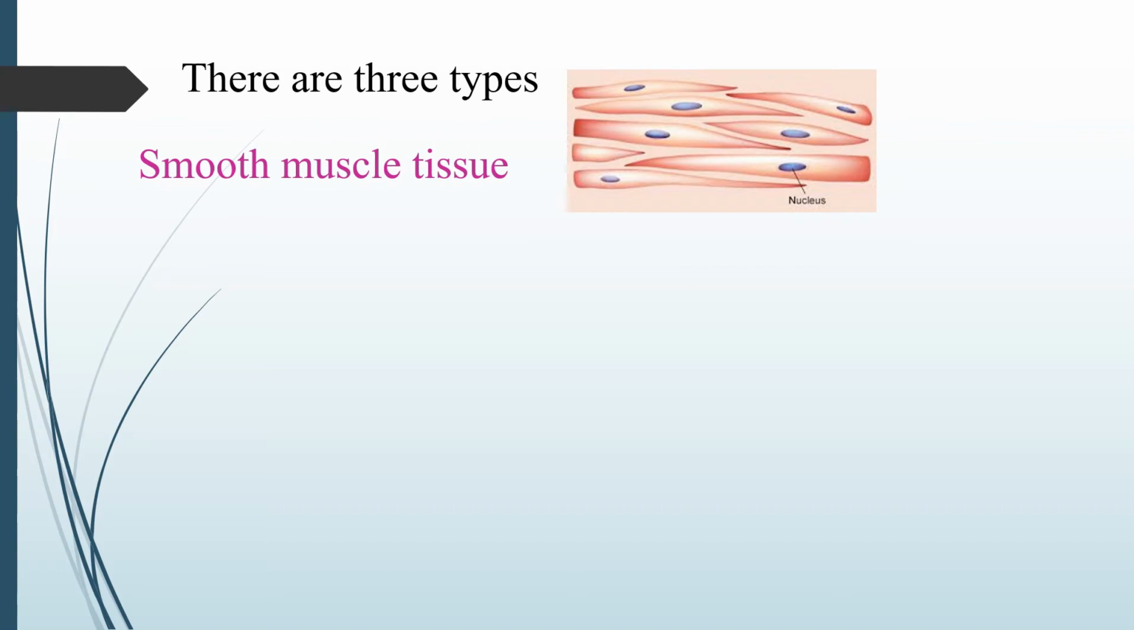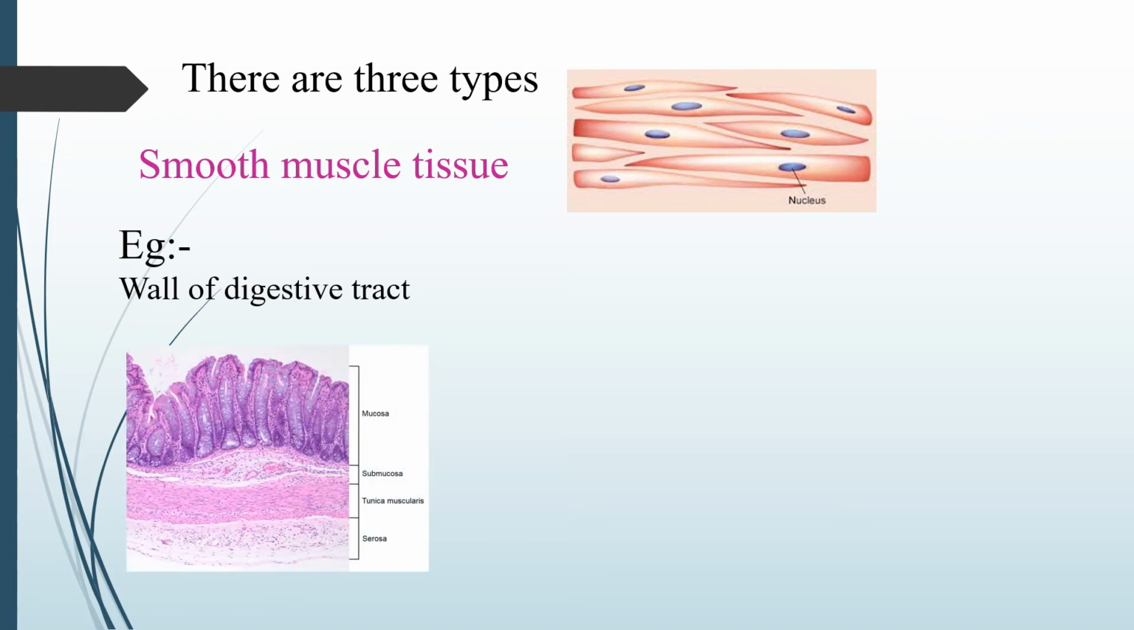There are three types of muscle tissues: smooth muscle tissue, skeletal muscle tissue, and cardiac muscle tissue. First of all, we are going to learn about the smooth muscle tissue. In this picture, you can observe the smooth muscle tissue. First of all, we will see what are the examples for smooth muscle tissues.